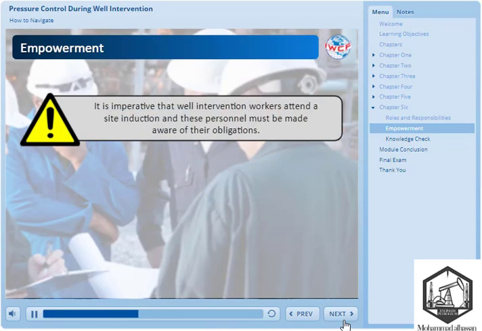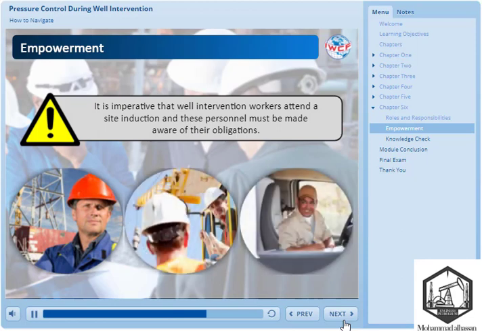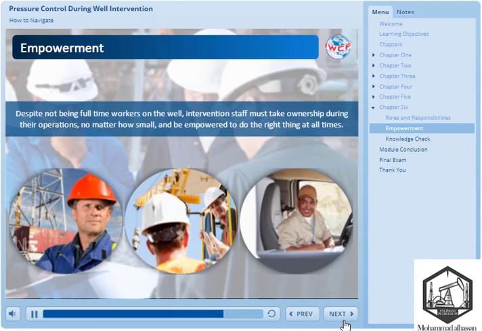With this in mind, it is imperative that well intervention workers attend a site induction, and these personnel must be made aware of their obligations and be assured that there will be no recriminations for making what they believe to be the right call. This applies to the equipment supervisor through to the crane operator or truck driver that may be on site for only a few hours. Despite not being full-time workers on the well, intervention staff must take ownership during their operations, no matter how small, and be empowered to do the right thing at all times.